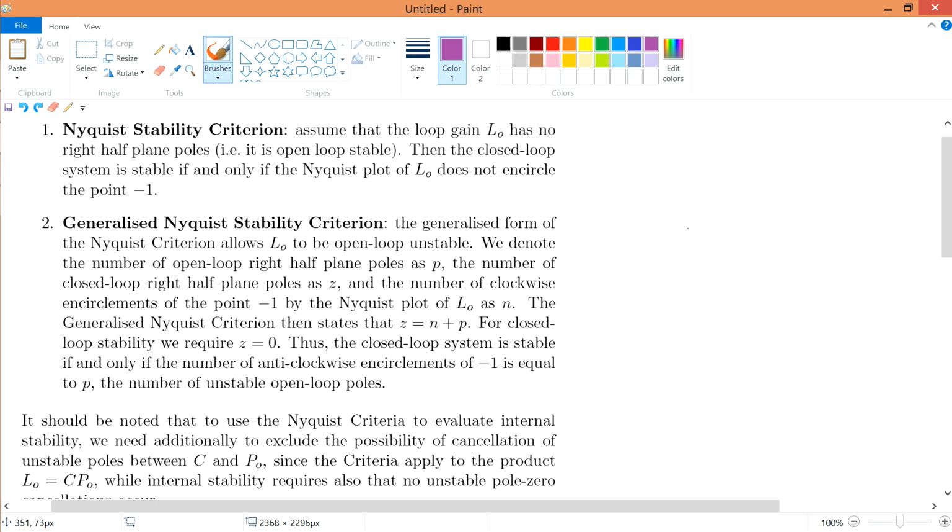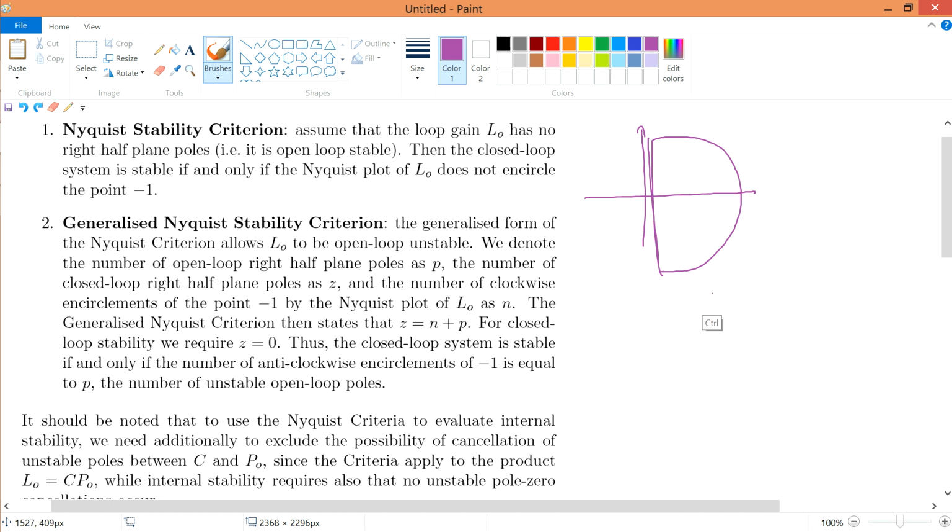Alright, you know two things. The first thing is the standard Nyquist stability criterion, and then a generalized Nyquist stability criterion. You have to really understand how this works. For the standard one, what it means is that you assume that the loop gain L0 has no right half plane poles. This is the S-plane, not your Nyquist plot. This is the right half plane, normally indicated by this contour, because this is a Nyquist contour. Once you plot this contour, you'll create a Nyquist plot.